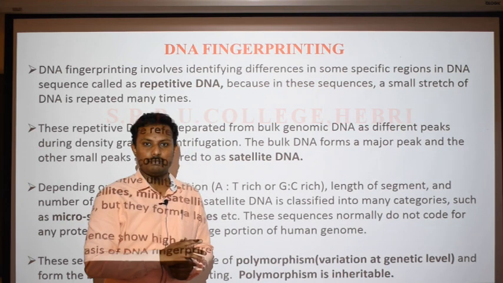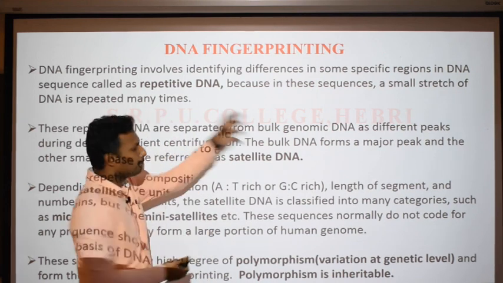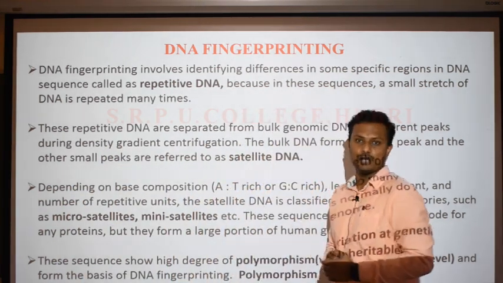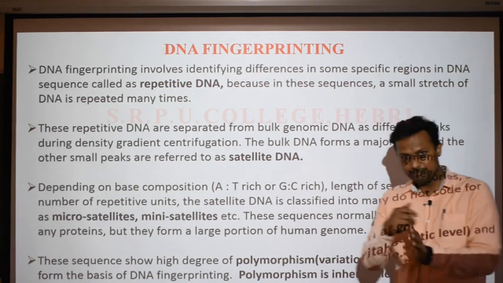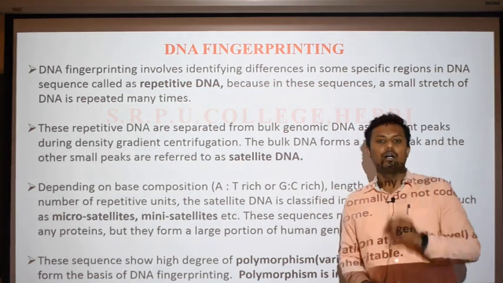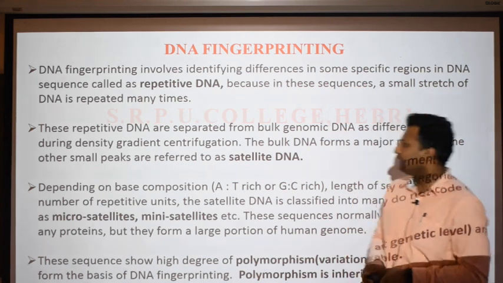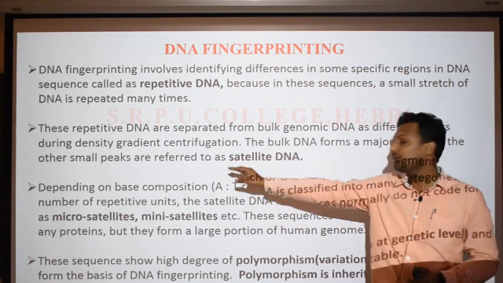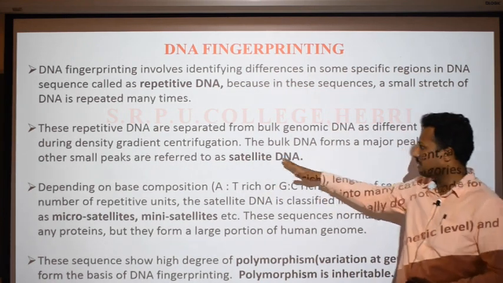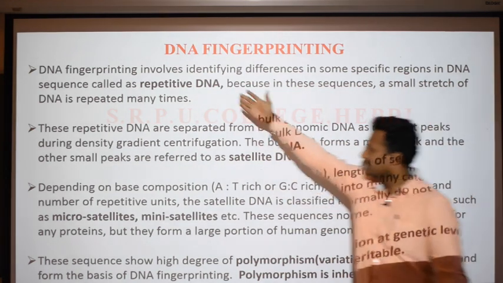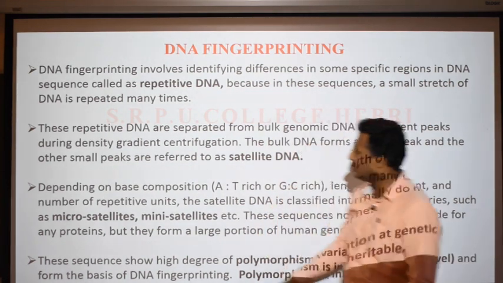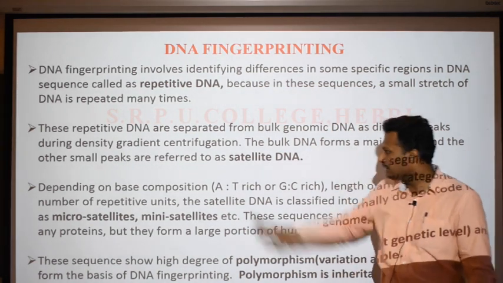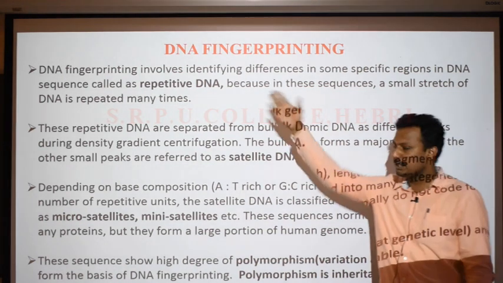A similar procedure will be carried out here also, where the entire bulk of the DNA will be taken and subjected to gradient centrifugation, and when we analyse the result, we will get certain small peaks. Those small peaks indicate the presence of the satellite DNA, which is nothing but the repetitive DNA. So the bulk DNA forms the major peak, and smaller peaks are formed because of the satellite DNA or the repetitive DNA.